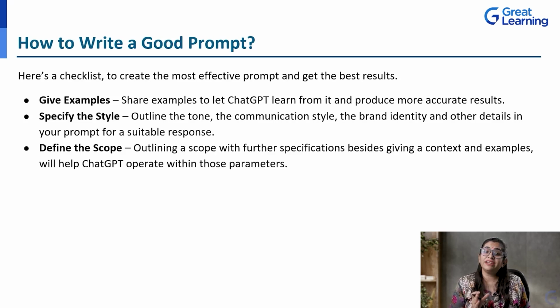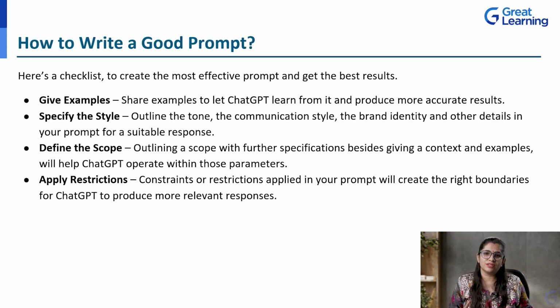Next is defining the scope. When you outline the scope with specifications, besides giving context and examples, ChatGPT operates within those parameters. For example, temperature: when you say, okay, I want to be creative, my temperature is this. I want my top P to be this. You are defining the scope for ChatGPT.